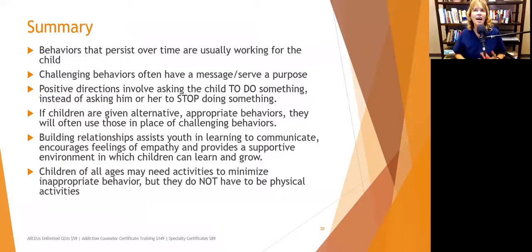Positive directions involve asking the child to do something instead of asking him to stop doing something. So instead of saying, "Stop hitting your sister," say, "When your sister upsets you, I need you to come tell me," or "Go to your room," or whatever the case is that allows Johnny to have another response option. If the child were given alternative appropriate behaviors, they're often going to use those in place of challenging behaviors. They just need them. Building relationships assists youth in learning to communicate, encourages feelings of empathy, and provides a supportive environment in which children can learn and grow.